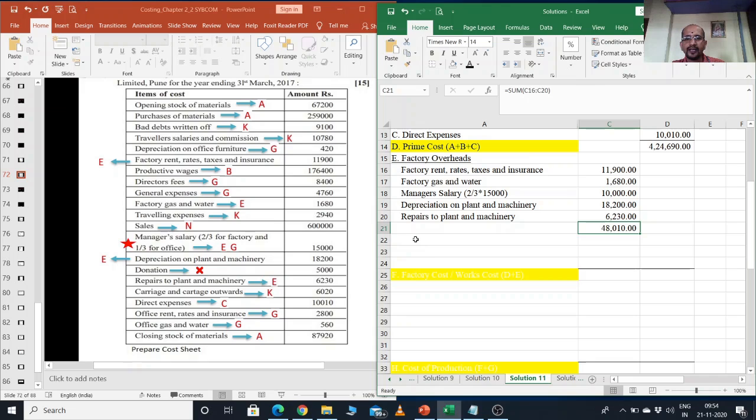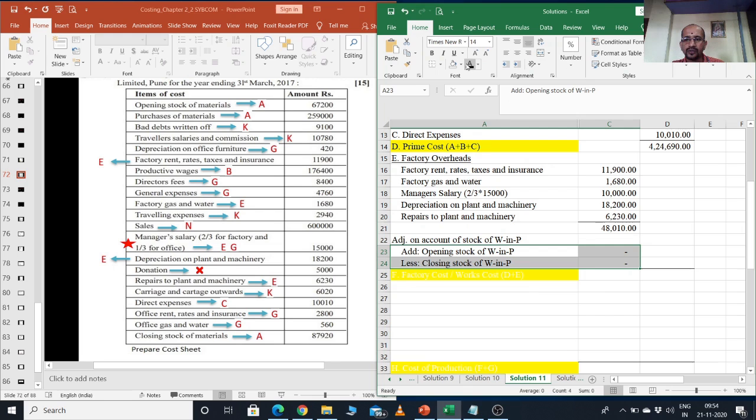It is 48,010. Now we need to do the adjustment on stock of work in progress, but here it is not mentioned, so we keep it blank and just do the total. It is 48,010. Add this amount to the prime cost. That will give you the factory cost or works cost.